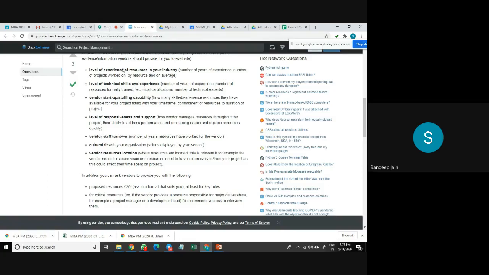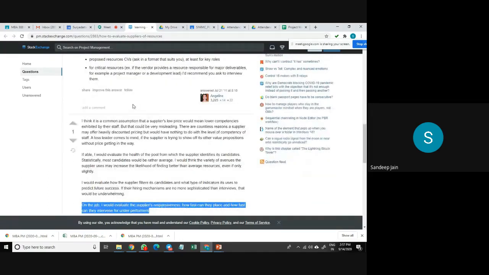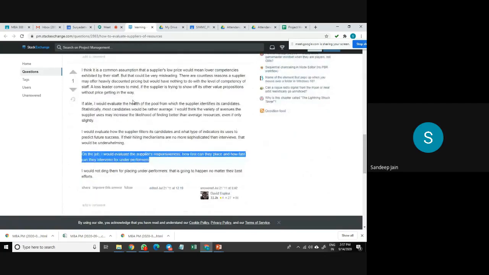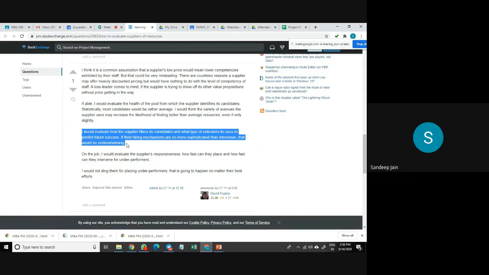Has anyone gone through the second answer? One of the important points in the second answer is in the third paragraph: I would evaluate how the supplier filters its candidates and what type of indicators it uses to predict future success. If the hiring mechanisms are no more sophisticated than interviews, that would be underwhelming.